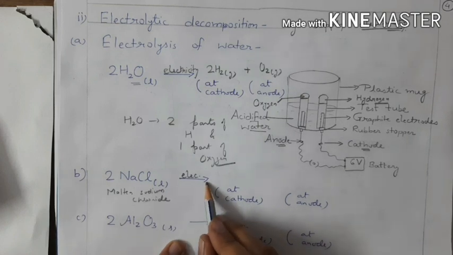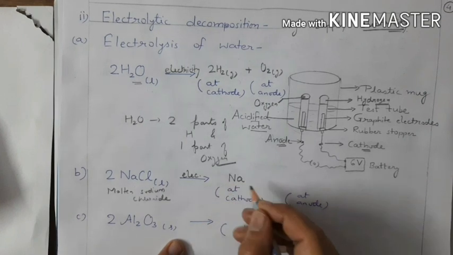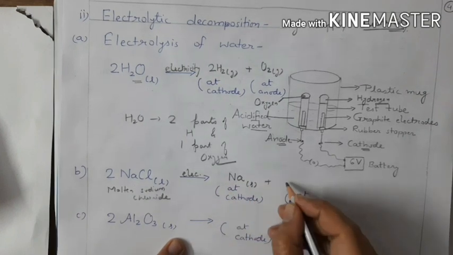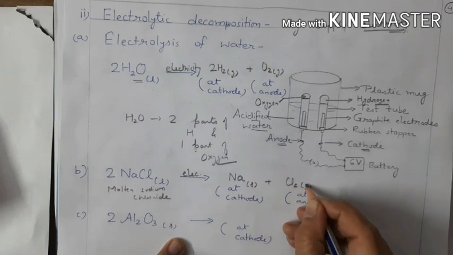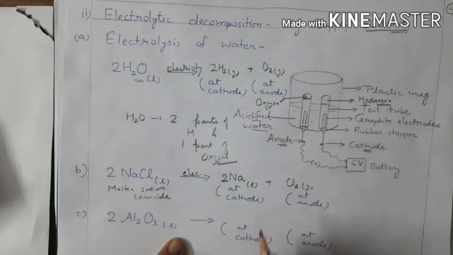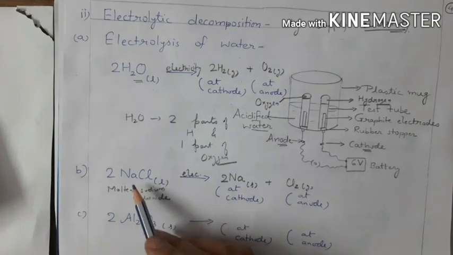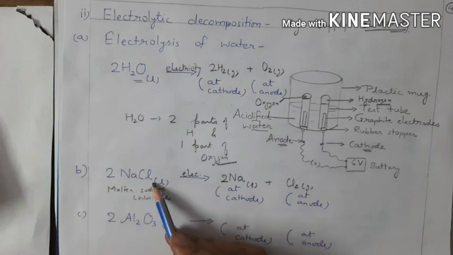When we allow the electric current to pass through it, we find that this substance breaks down into 2 substances. Chlorine gas is obtained at anode and sodium is collected at cathode. So, this is used in electrolysis of sodium chloride.